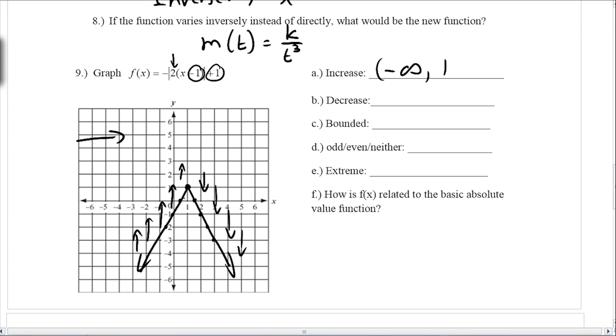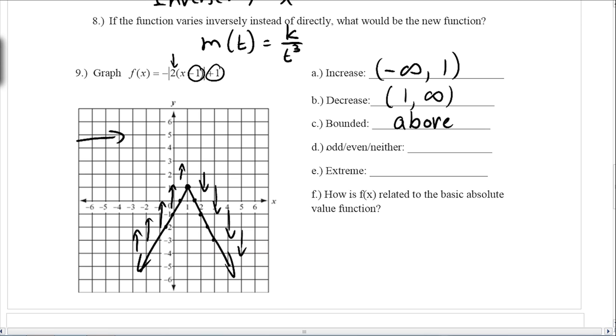Now, depending on the specific type of book, they might actually include 1, but with calculus, we don't include 1 because it's neither increasing nor decreasing at that point. And decreasing, we start at 1, and then that goes to infinity. It's bounded above because the y values do not go off to infinity. They only go to -infinity, so it's bounded above.